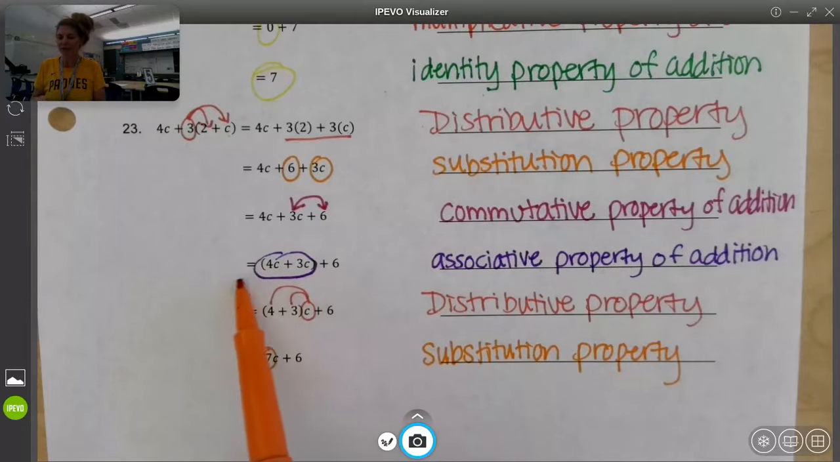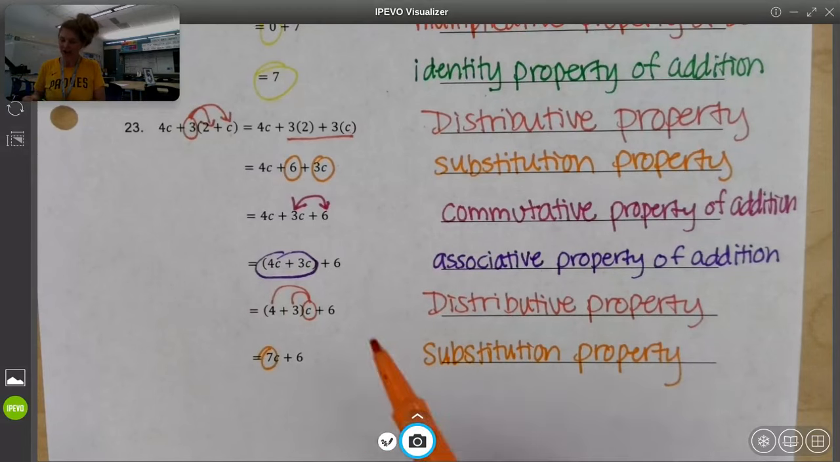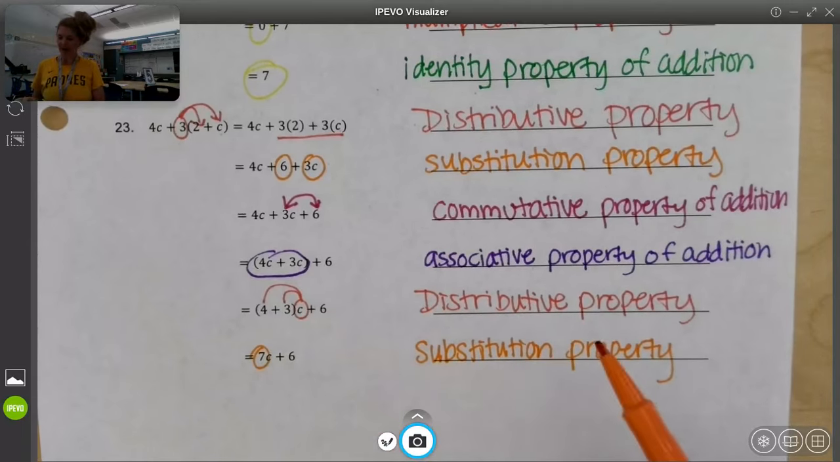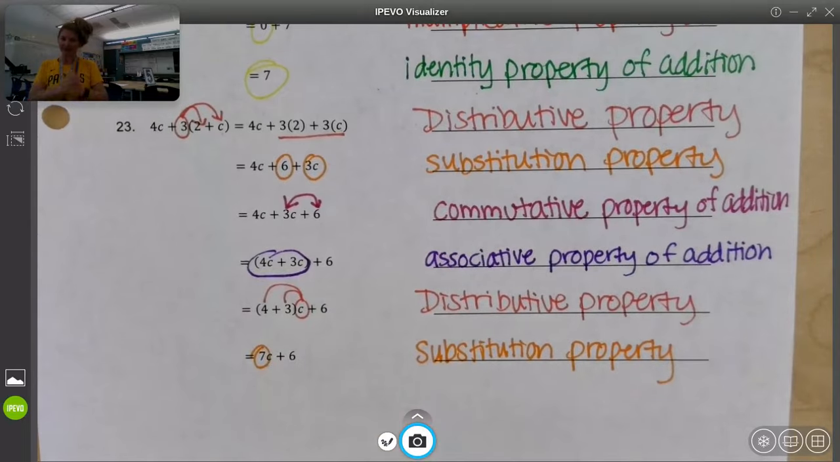Then we have the associative property of addition. We're adding in those groups to say we're going to do this first. Then we're going to factor out that C term. So it's kind of like backwards distribution property, but it's just distribution property. And then we have the substitution property saying 4 plus 3 is equal to 7.